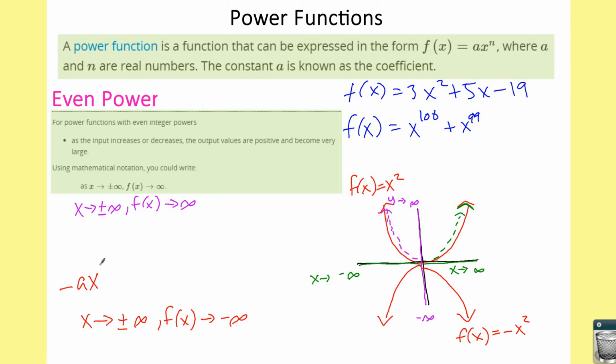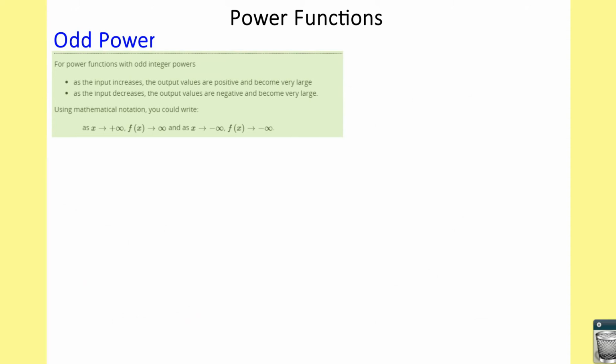Okay, so that's for a negative ax to an even power. And this one was a positive ax to an even power. Okay, so now these are your basic rules here for an even. All right, now we can do an odd power.